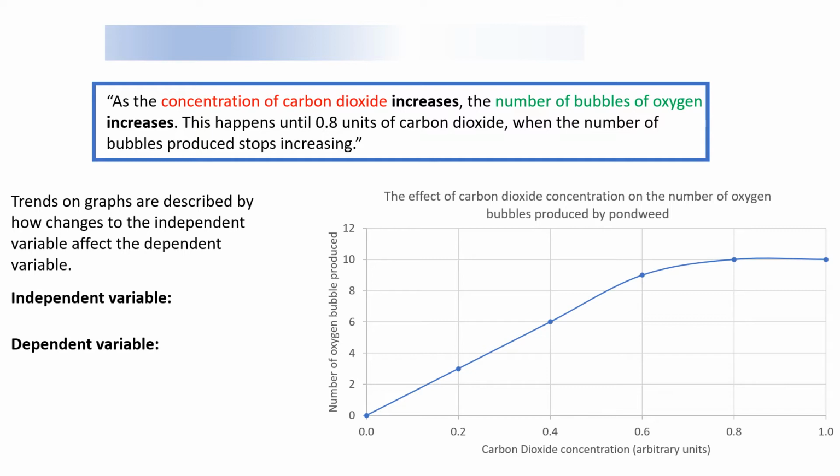Looking at the trend of this graph, which is describing how changes to the independent variable affect the dependent variable. In this experiment, the independent variable, the thing the student changes, is the carbon dioxide concentration, and the dependent variable is the number of oxygen bubbles produced.